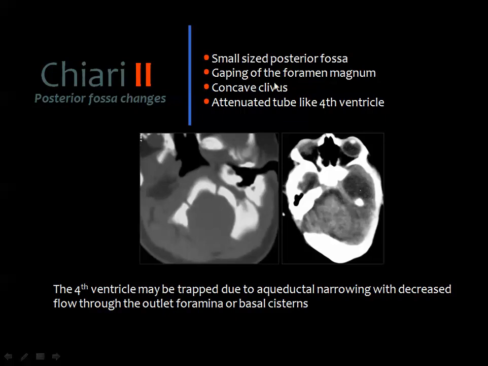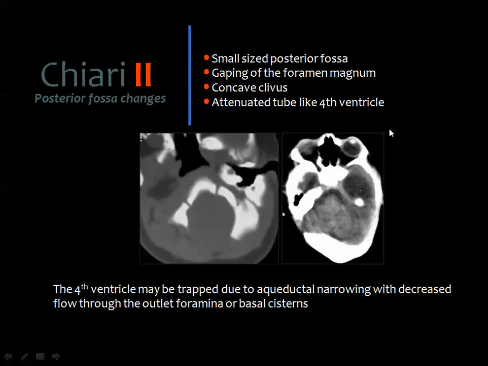Number two, gapping of the foramen magnum, and the foramen magnum is widened to accommodate the descent of the structures coming from the posterior fossa into the upper part of the cervical spinal canal. Number three, concave clivus. The clivus has normally a straight posterior border, and in this condition, the clivus has a concave posterior border in order to add more capacious space to the foramen magnum.